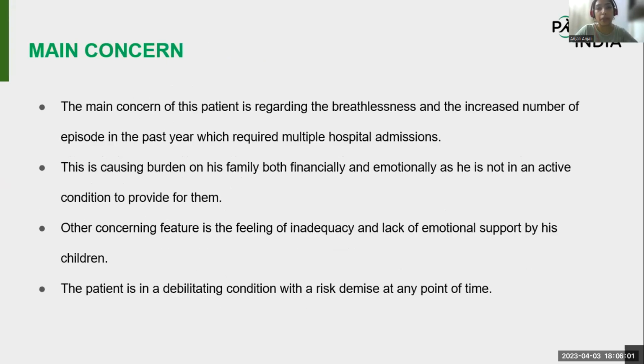The main concern for the patient was his breathlessness and the increased number of episodes occurring in the past 1 year, especially the 5 episodes with hospital admissions, and this was causing a burden on his family, both financially and emotionally. Another factor was the lack of emotional support for him, because his children were not settled well, and he is a widower, so he was not getting an adequate amount of attention. And the patient was in a debilitating condition, with the risk of demise at any point of time.